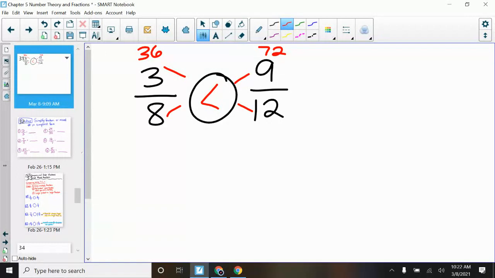I did it a little different. I did 3 minus 8 equals 5. I feel like it would be the bigger number. No, it doesn't work that way.